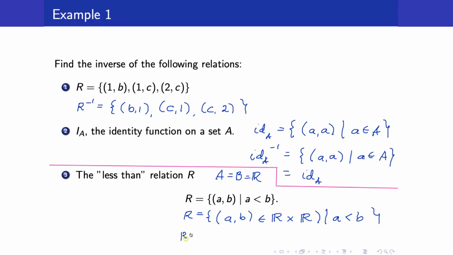What will now be your inverse relation? Since we are just inverting this, we have (b, a) element of R² such that our b is now greater than a. That's the meaning of a less than b. Correct? So therefore, the inverse of our less than relation is our greater than relation.